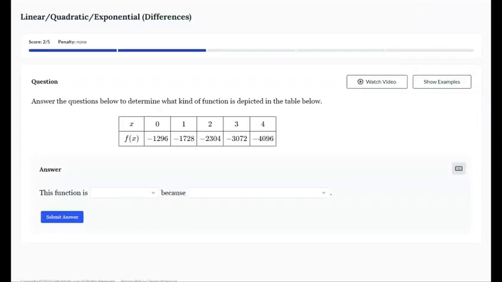Again, take a look at your x values, make sure that they are increasing by 1 each time, and then in order to check if there's a common difference, if you're unsure, you take the second value and you subtract it by the first value. If you're looking for a common ratio, you're going to take the second value and divide it by the first value. So let me show you that again.